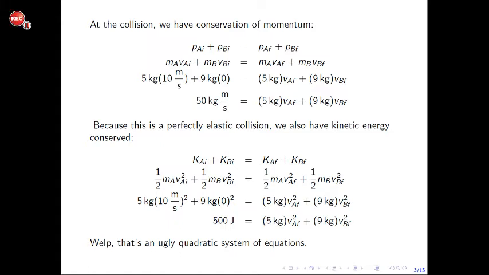So we have a system of equations. The top equation is 50 kilogram meter per second is 5 kilograms VA final plus 9 kilograms VB final. And then the next one is 500 joules is 5 kilograms VA final squared plus 9 kilograms VB final squared.